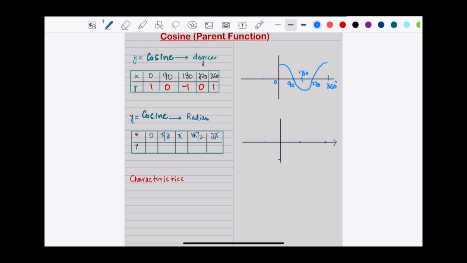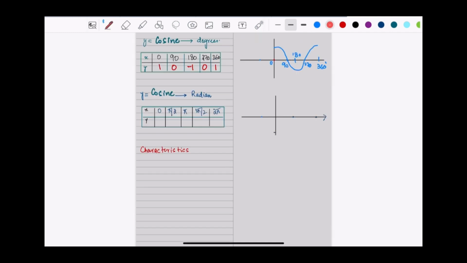And similarly in radians, cos of 0 is 1, and pi over 2 in radians is 0. All the same values, just that the unit of angle measurement is changing to radian. And the curve is going to look like this again, where this is 0, this is 2 pi, this is pi, this is pi over 2, and this is going to be 3 pi over 2.